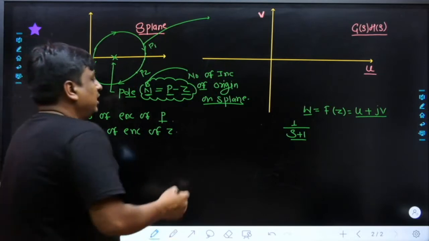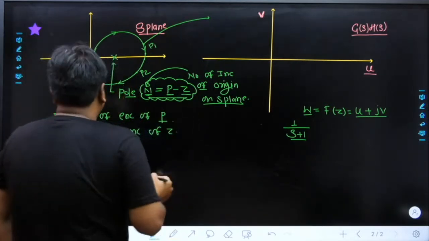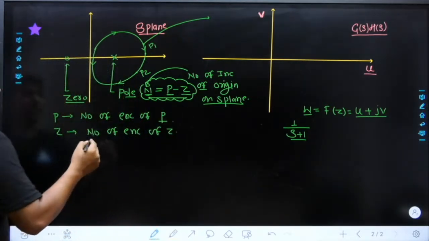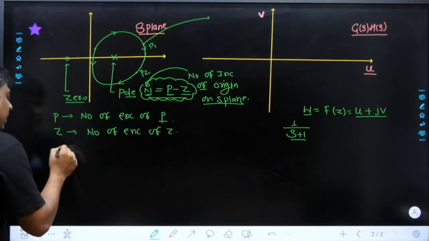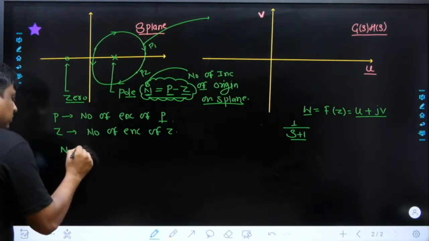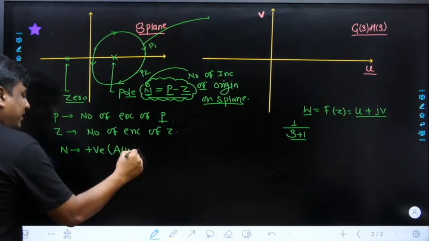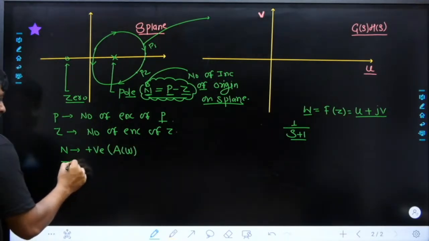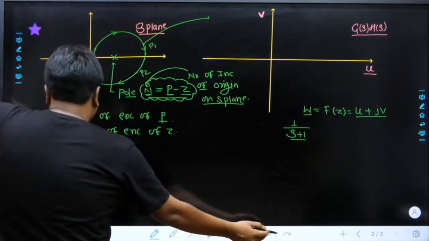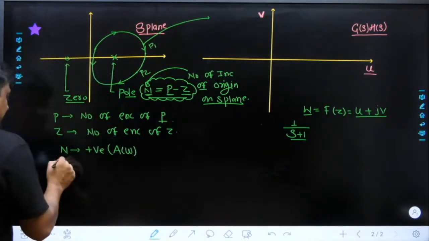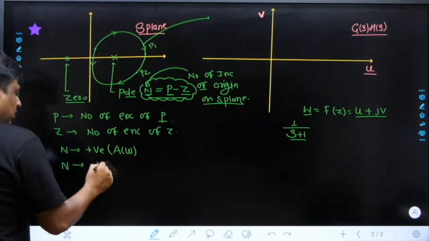One of the important conclusions which we would like to write over here is: if N is positive, the encirclement would be presumed anticlockwise, and similarly if N is negative, the encirclement would be presumed clockwise.